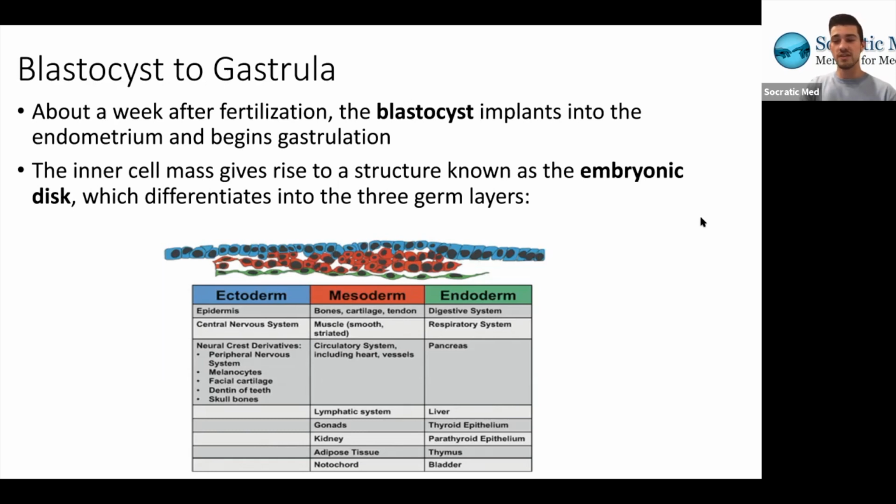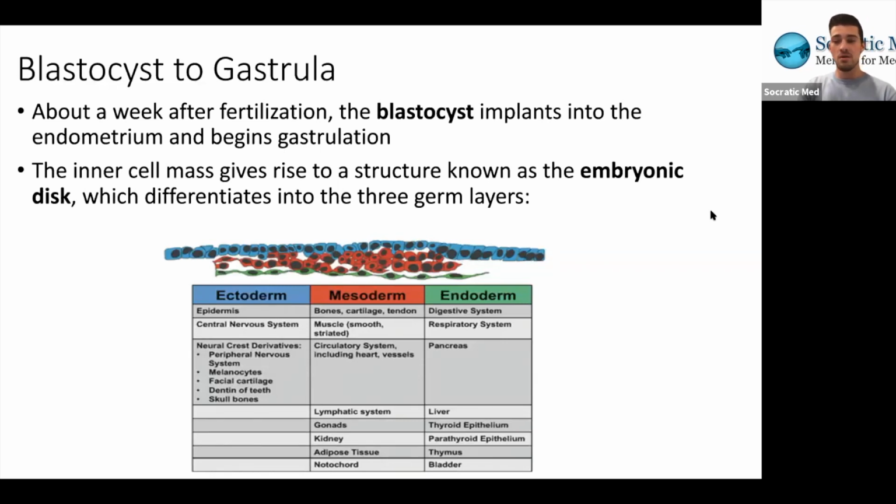We did go over this, like I said, in Janelle's lectures, but I just wanted to touch upon it briefly. So I put this chart down here. If you guys want to come back to it, it's a great study resource. The ectoderm is responsible for the epidermis, the central nervous system, and all of the neural crest derivatives. So most of your nervous system, the peripheral nervous system, melanocytes, facial cartilage, dentin of teeth, skull bones, the ectoderm.